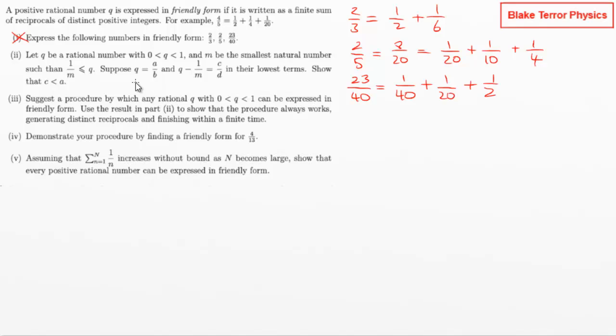Suppose q is a over b, and q minus 1/m is c over d in lowest terms. Show that c is less than a. Good Lord, right, that is a lot to take in. So we've got some number q between 0 and 1. So 1, 0, so that's q. Okay. Then we've got m, the smallest natural number such that 1/m is less than or equal to q.